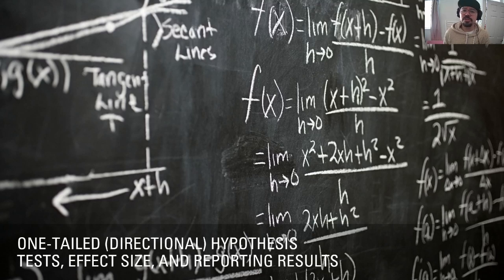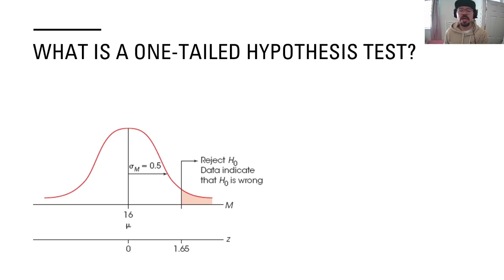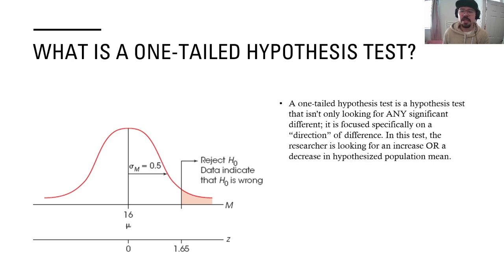Okay, so I want to introduce you to this idea of one-tailed, or sometimes referred to as directional hypothesis tests, effect size, and then reporting results. So a one-tailed hypothesis is a hypothesis test that isn't only looking for any significant difference. As I was describing potential outcomes of sample means, I was working on both the right tail and the left tail of our normal distribution.